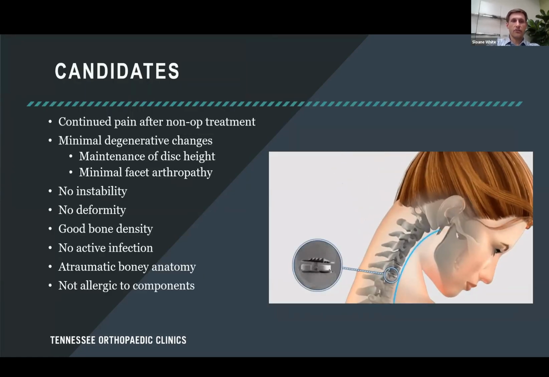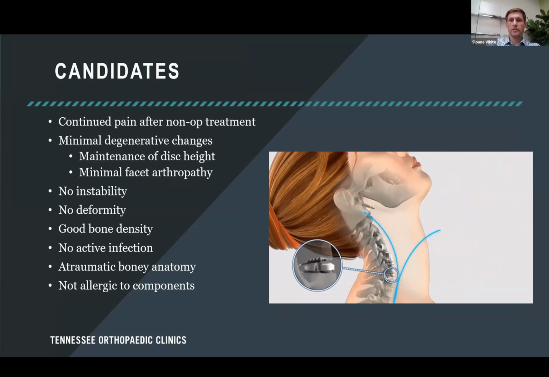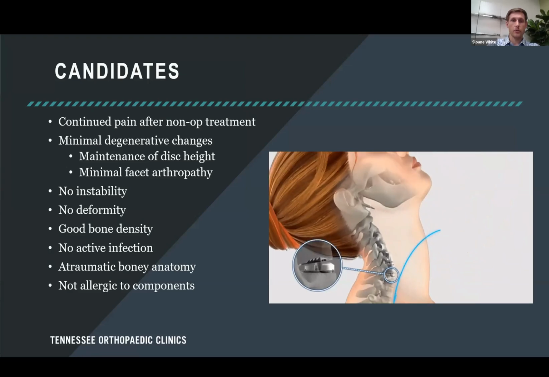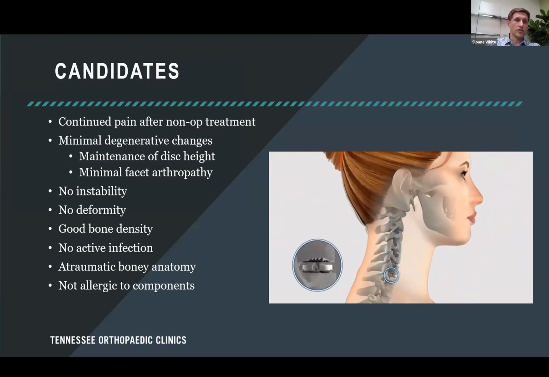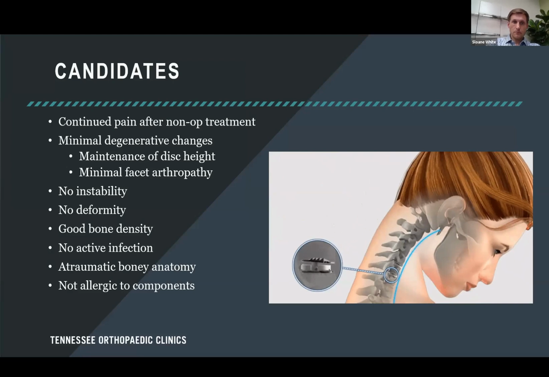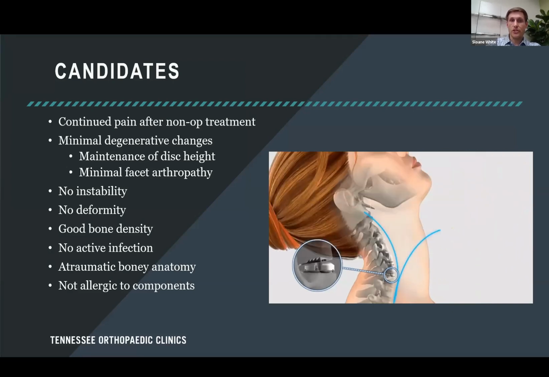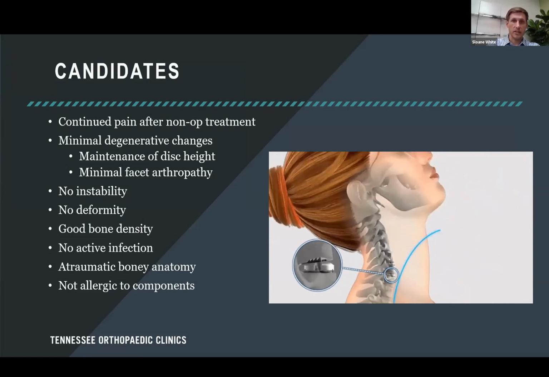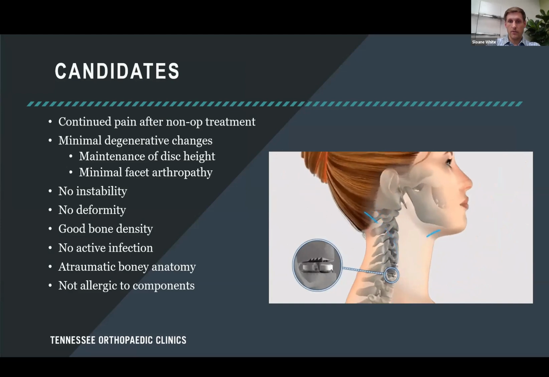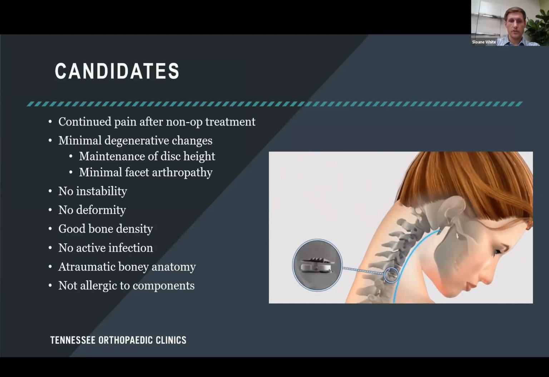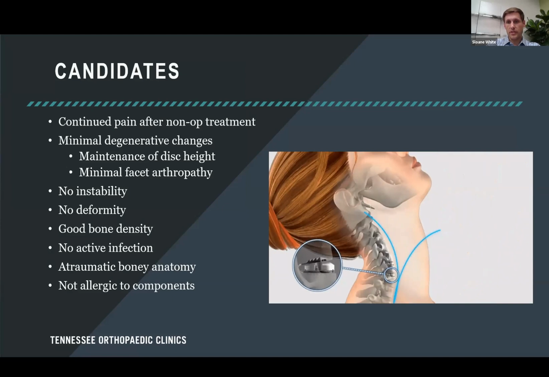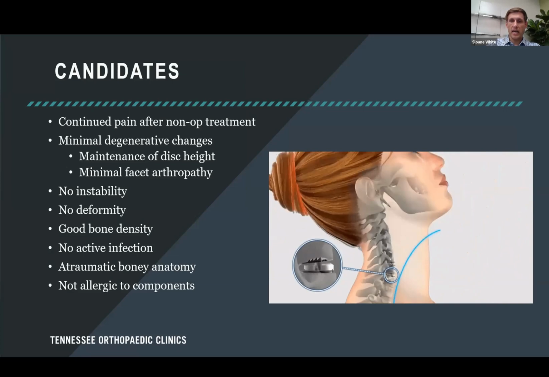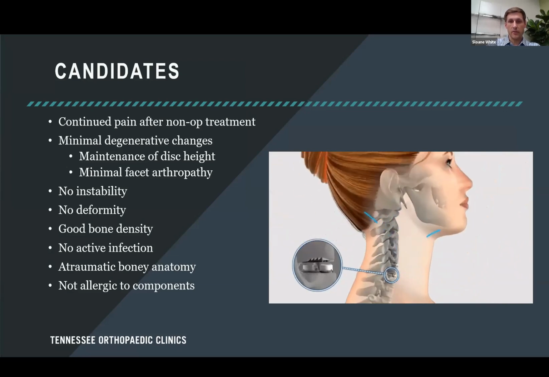Now, who is a candidate for a disc replacement? Because this, unlike a fusion, there are certain criteria that have to be met in order for it to have a good result. So first off, continued pain after non-operative treatment. The next is minimal degenerative changes. So people with significant amount of arthritis, significant amount of loss of disc height at the level of concern are unfortunately not candidates for this procedure, as the disc replacement requires certain levels of normal anatomy in the disc space as well as the joints in the back of the neck in order for it to function properly.